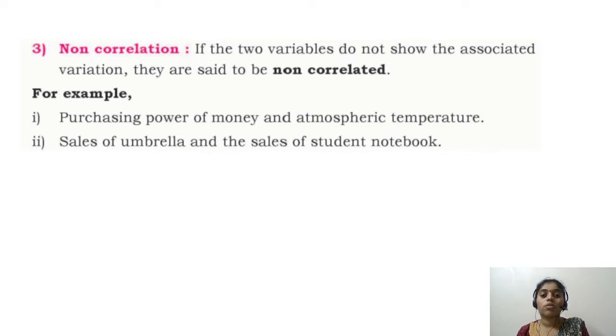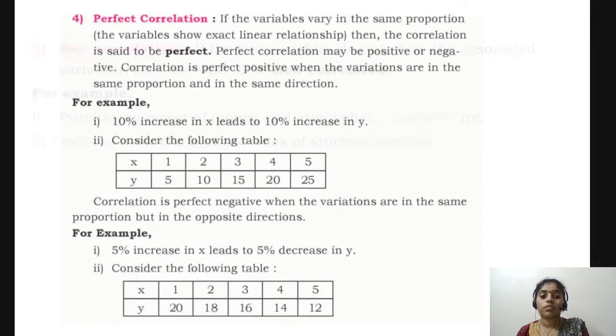Next is non-correlation. What is this non-correlation? If the two variables do not show any associated variation, then they are said to be non-correlated. For example, the purchasing power of money and atmospheric temperature. Here there is no relation between the purchasing power of money and the temperature. And the second example is sales of umbrellas and sales of student notebooks. This is non-correlation.